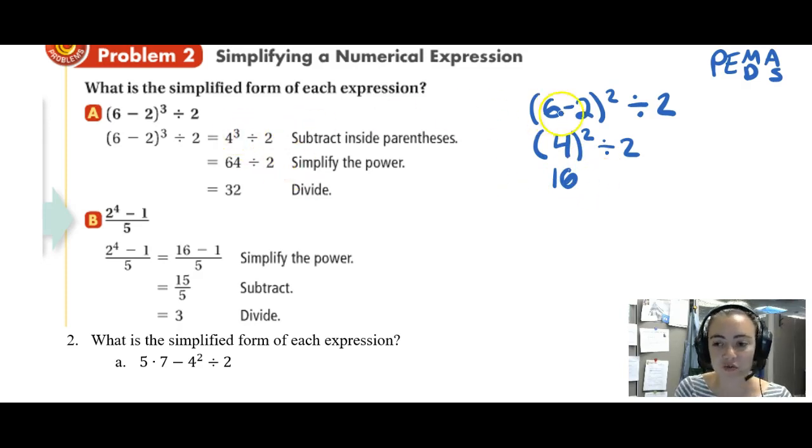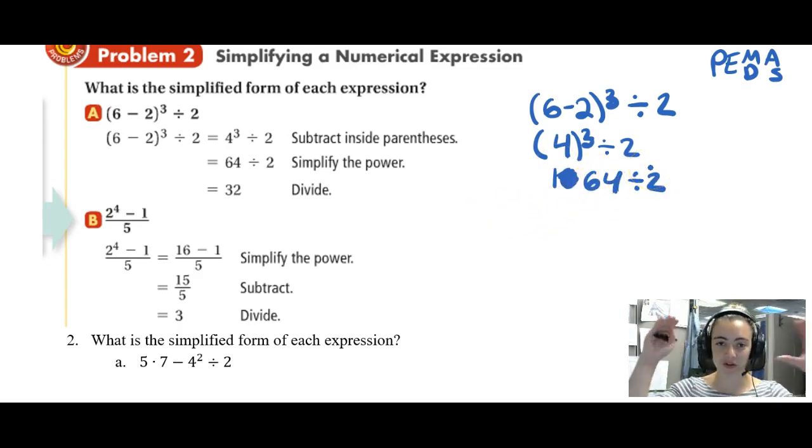Oh, I just realized I wrote it down wrong. It's to the third power, so that's something to remember, make sure you're doing the correct thing there. So it is not 16, it is 4 times 4 times 4. So it's 64. So we have 64, still divided by 2. We rewrite the whole thing to keep track. Next we go to multiplication and division, left to right. So that's 64 divided by 2, which is 32.